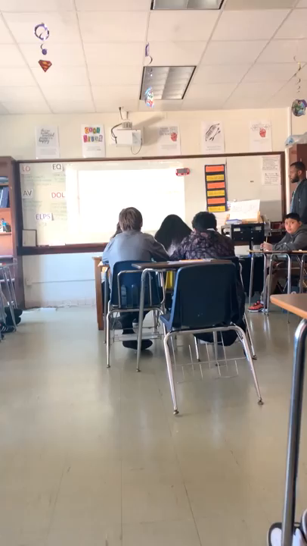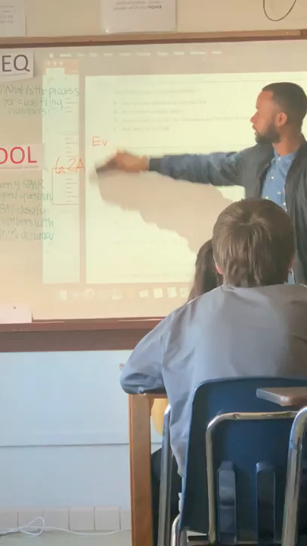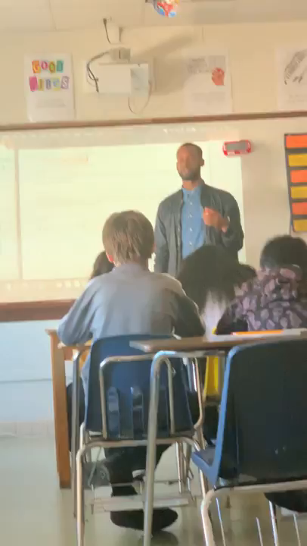Number 2. Which describes a rational number? So we're looking for the answer choice that best describes what a rational number is. Should I circle anything on this question? Any numbers to circle? No. What are the lines? Which describes a rational number? What do I box in? Great, okay. So we're looking for the best answer choice that reflects what a rational number is.